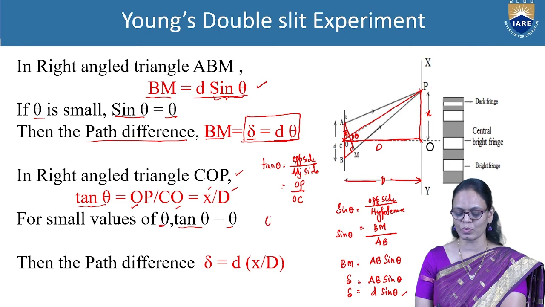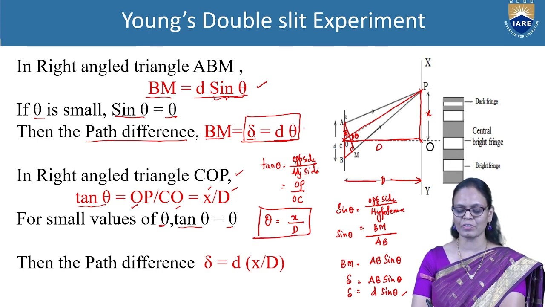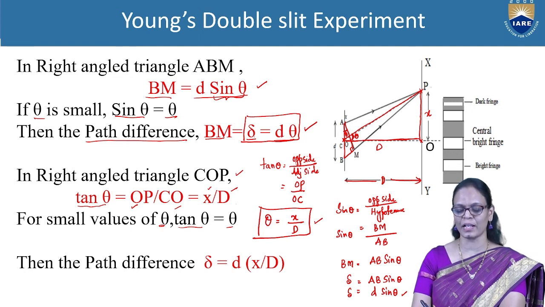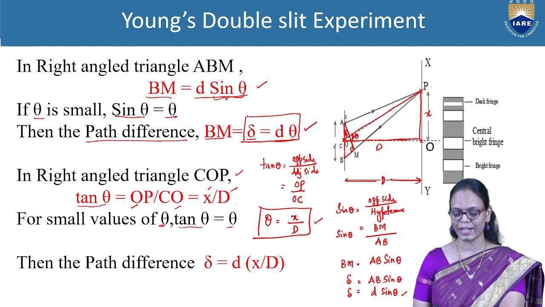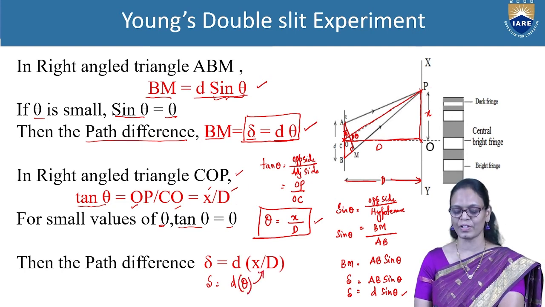So theta will be equal to X upon D. Now here we have delta is equal to d theta and we have theta is equal to X upon D. So if we substitute the value of theta in this equation, we get delta is equal to d into X upon D. So simply for d theta, in place of theta, we have substituted X upon D because we have derived it from this figure. Theta is equal to X upon D. So delta is equal to small d into X upon capital D.